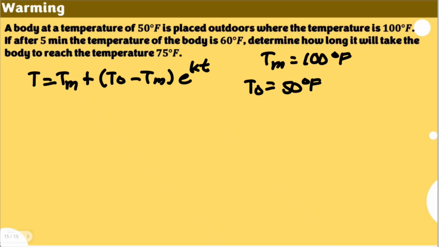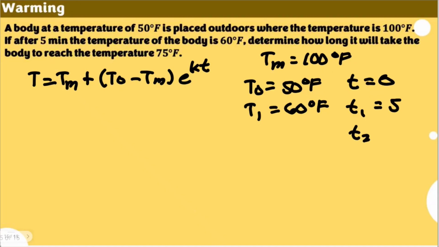And then our k is the constant of proportionality. We'll be solving for that later on. And our t here is the time. So for the first temperature, 50 degrees Fahrenheit, that's originally t = 0. For the first situation, after 5 minutes, the body increased its temperature to 60 degrees Fahrenheit. We are tasked with finding how long it will take the body to become 75 degrees Fahrenheit, with the same outdoor temperature and the same constant of proportionality.